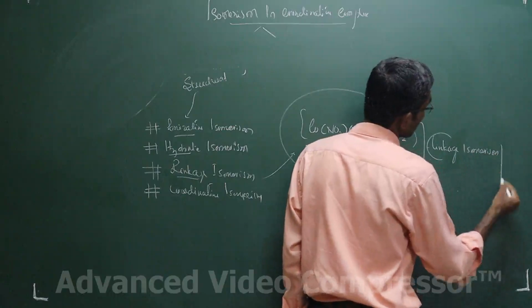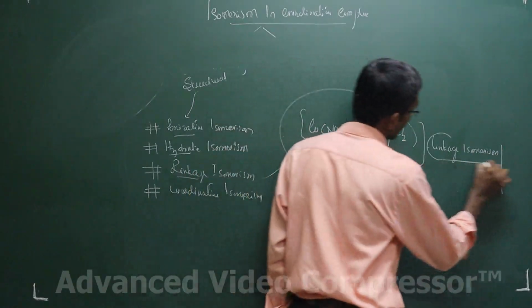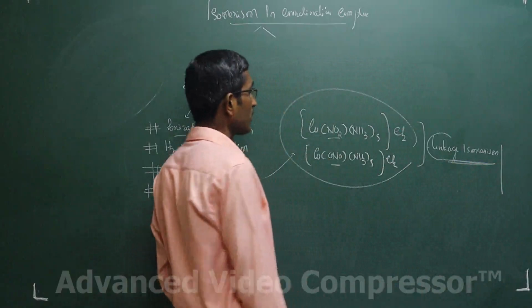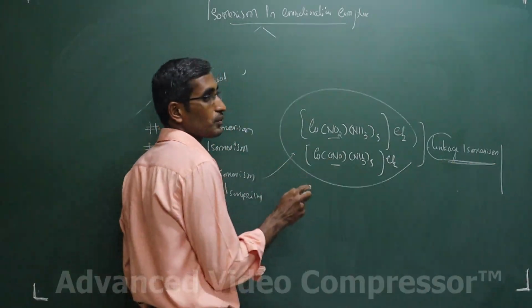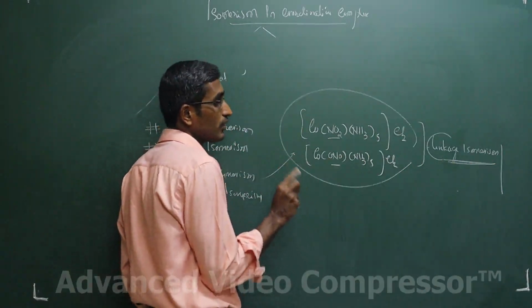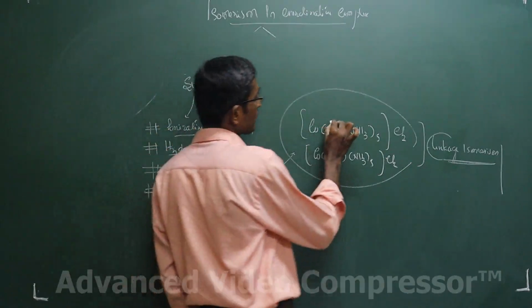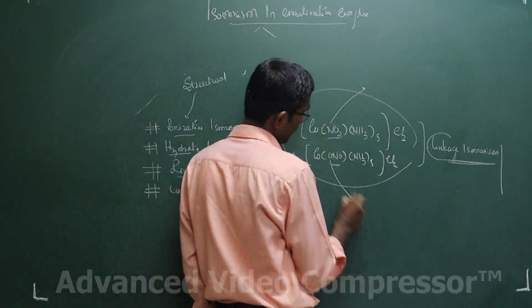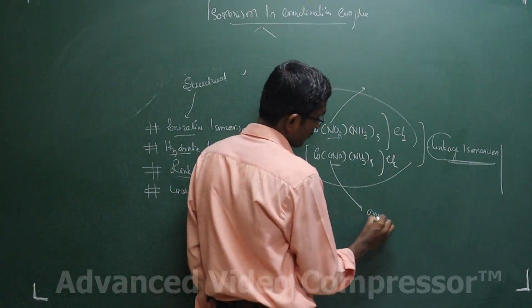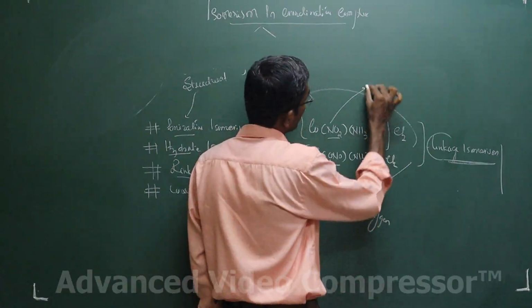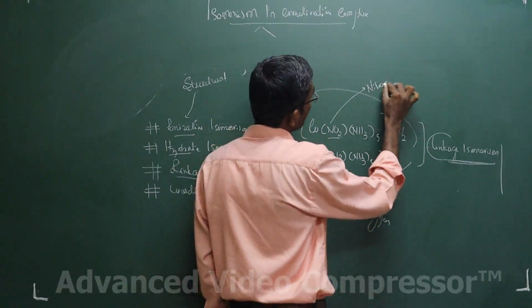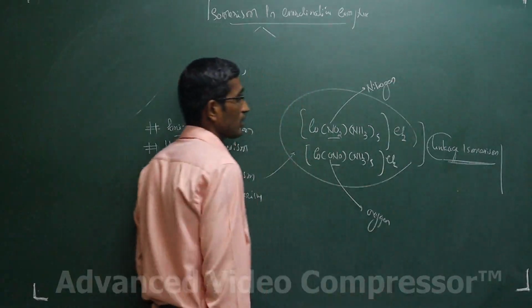This is linkage isomerism. That is, the nature of the coordinating atom which is linking to the central atom will be different. In this case it is nitrogen, in this case it is oxygen. So nitrogen is getting linked in the first case, and in the second case oxygen is getting linked, right?